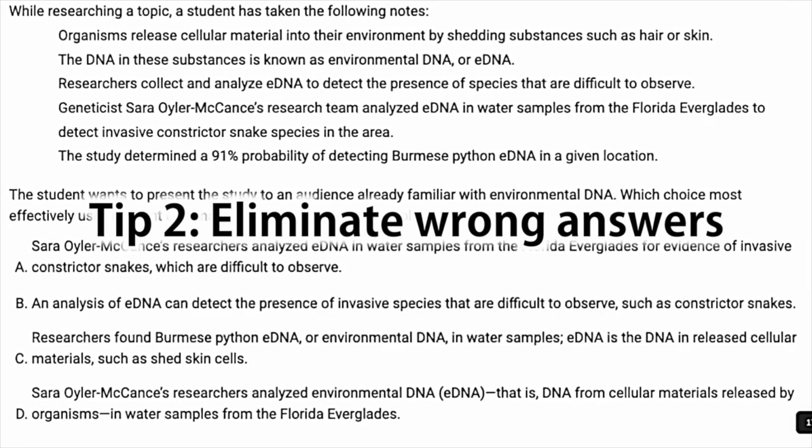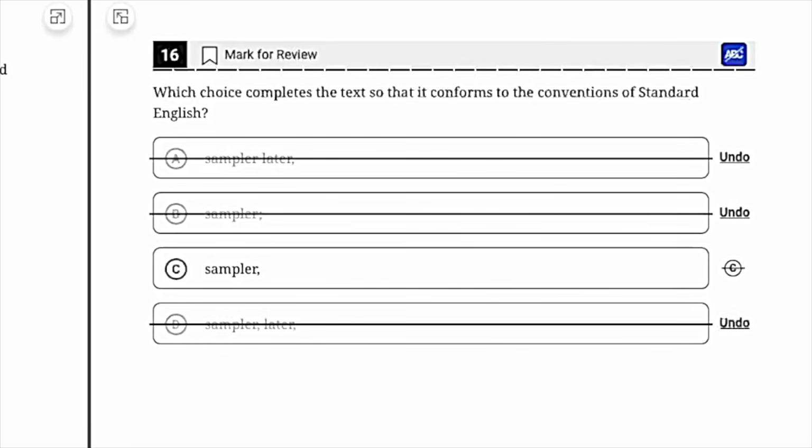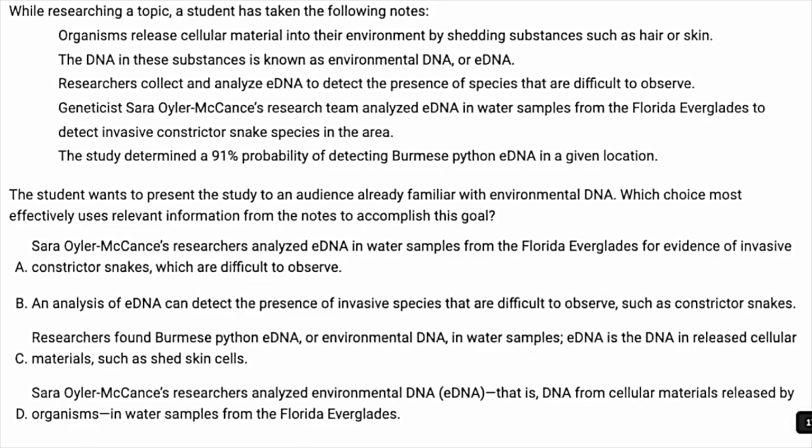Tip number 2 is to eliminate or cross out wrong answers. You can do this with the cross out tool on Bluebook, but let's take a quick look at how this strategy makes it very easy to confidently answer a question. We're looking at a rhetorical synthesis question here, and for that reason, I'm going to ignore the notes. They're not going to help me. All I need to do is focus on the goal.